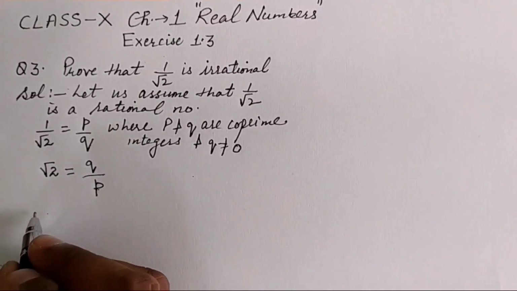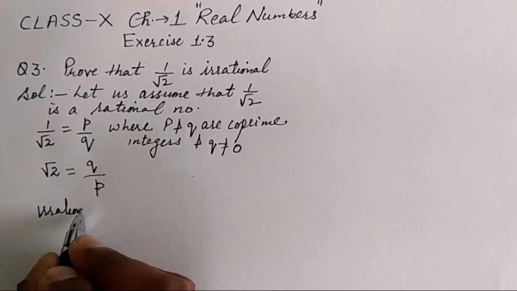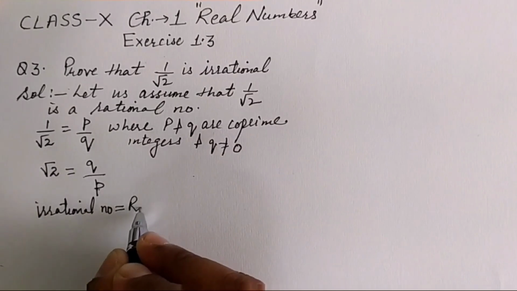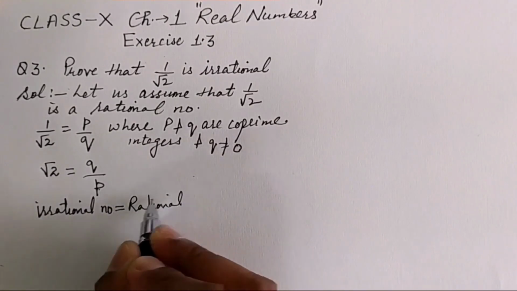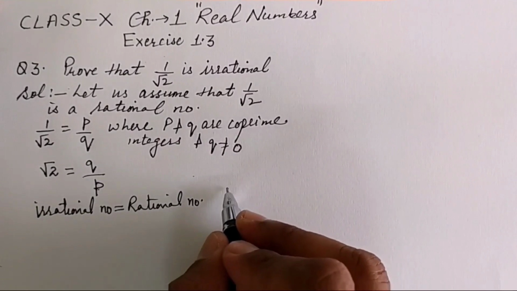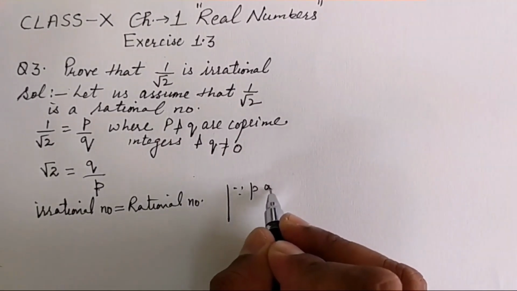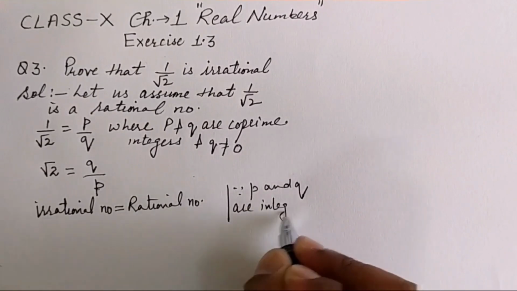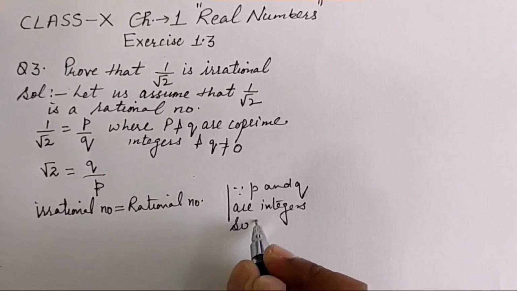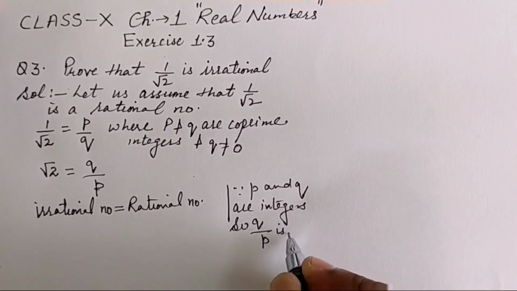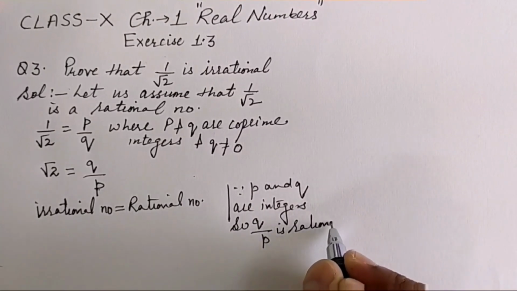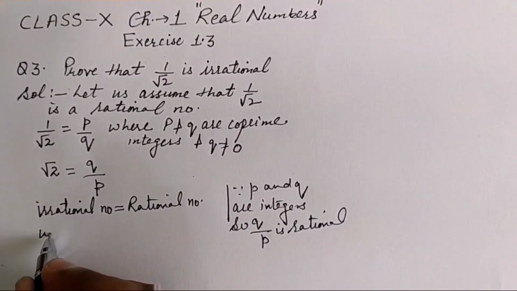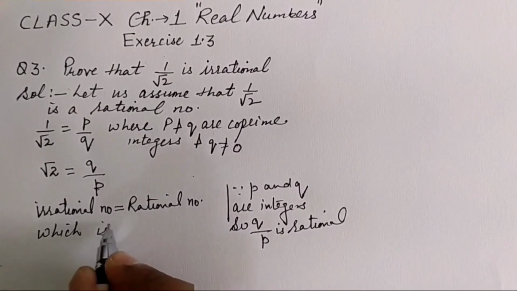So we'll write irrational number is equal to rational number. We'll write a reason also: P and Q are integers, so Q over P is rational. So here irrational number is equal to rational number, which is not possible. We'll write which is not possible.